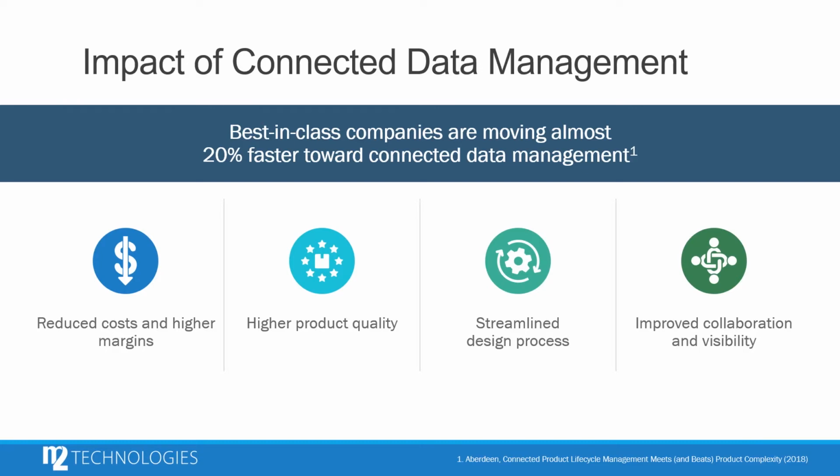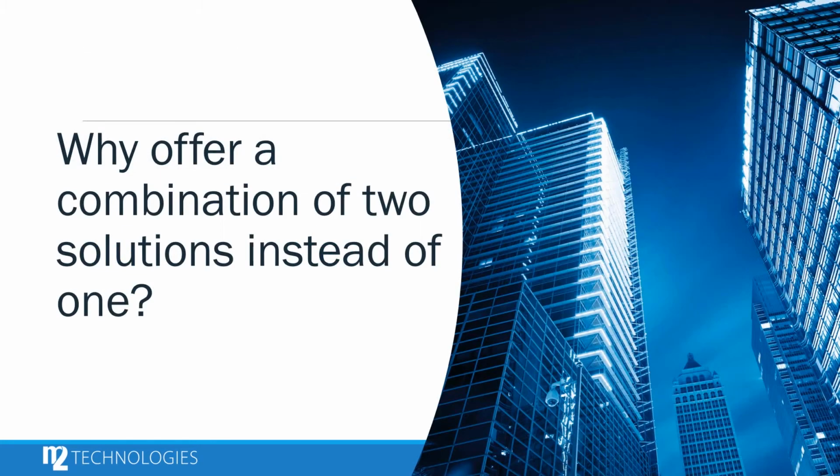Lastly, improved collaboration and visibility. Operations, manufacturing, quality, and engineering can work together proactively, working without administrative roadblocks and unnecessary workflow rigidity. The project participants have clear visibility into their entire product lifecycle. It's no wonder that best-in-class companies are moving almost 20% faster toward connected data management. Let's take a closer look at the benefits of combined PDM and PLM.